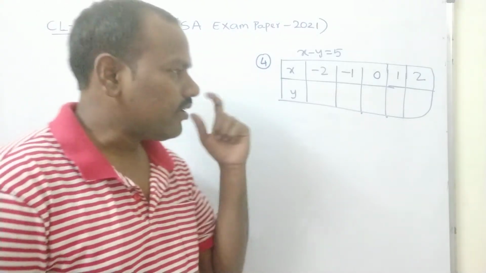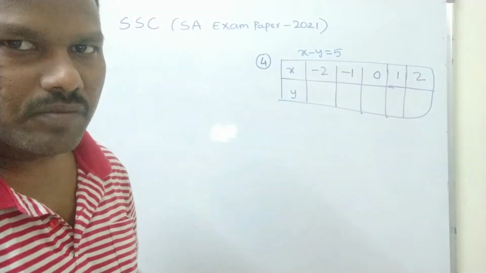There is a graph here: x minus y is equal to 5. These are all 1 mark questions.